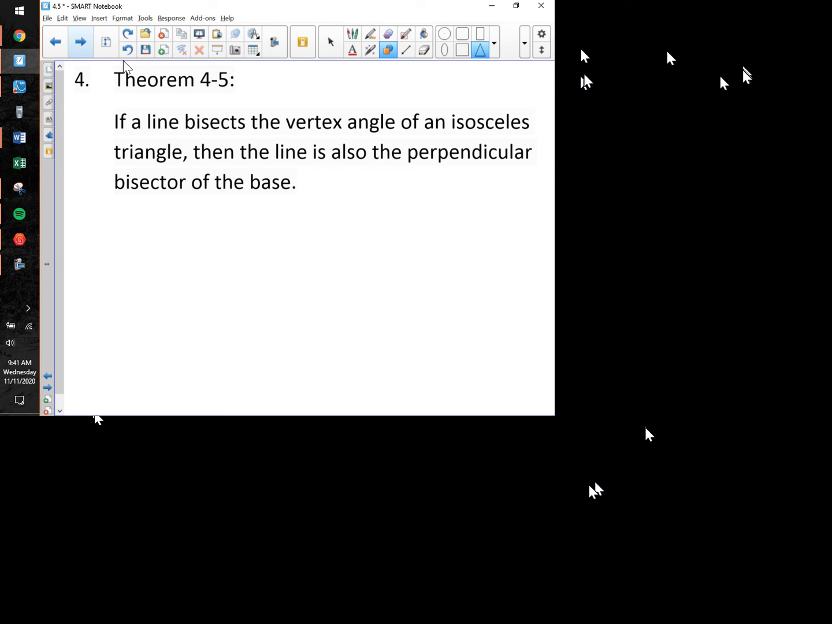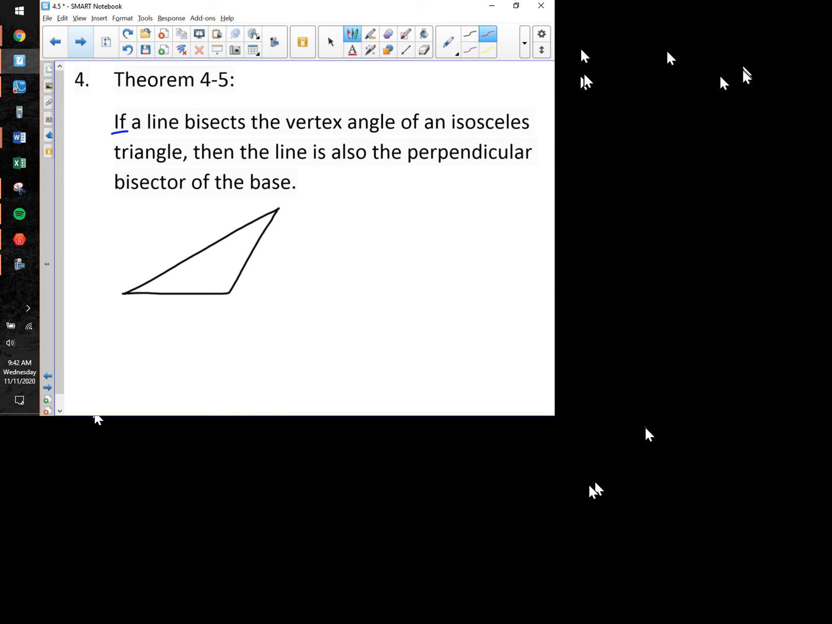Theorem 4.5 is another useful one right here. If a line bisects the vertex angle of an isosceles triangle. All of that is the if, everybody, and again, that tells me what to draw. A line bisecting the vertex angle of an isosceles triangle. Okay, so let's start with the isosceles triangle. And again, just to make it different, you guys, I'm going to draw an isosceles triangle that looks something like this. Okay, and I'm going to connect those two pieces.